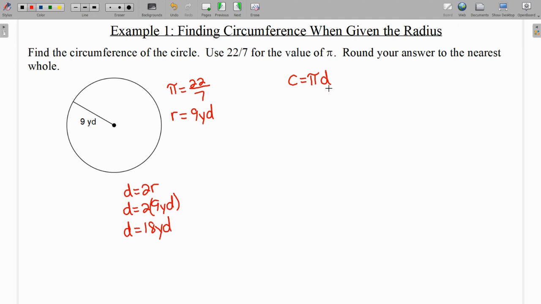Now, in my formula up here, I'm going to replace this d with 18 yards. I'm going to replace the pi with 22/7. So I'm going to say that circumference is equal to 22/7 times 18 yards. Now, when we multiply something with a fraction, we have to make sure that everything is a fraction. So I'm going to go over here to the side, and I'm going to rewrite 22/7 times 18. Now, the first thing we're going to need to do is convert this 18 into a fraction. We do that by placing that 18 over 1. So I'm going to say 18/1.